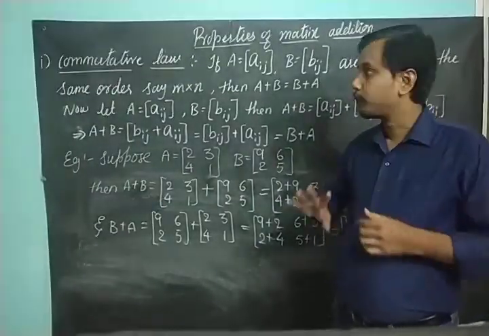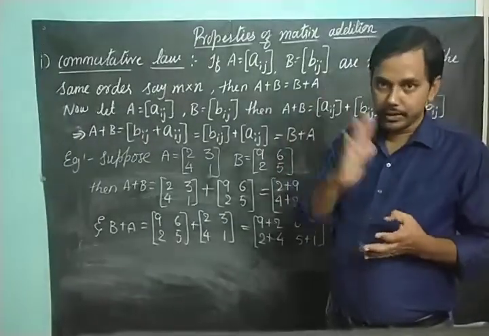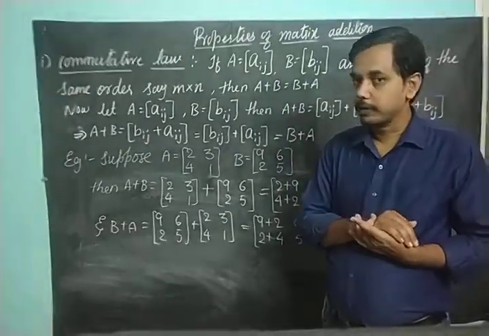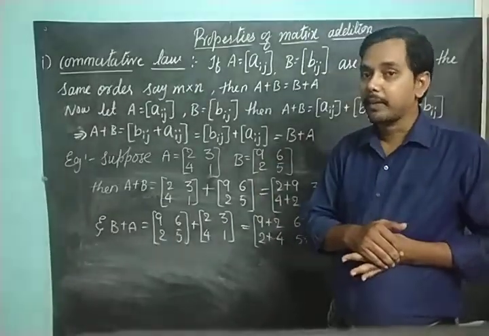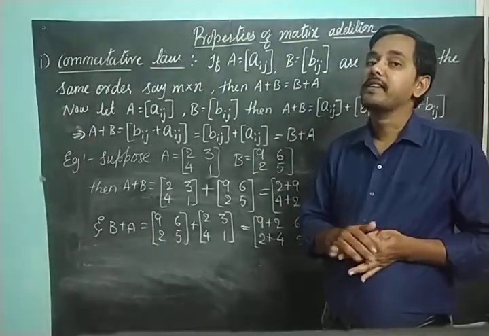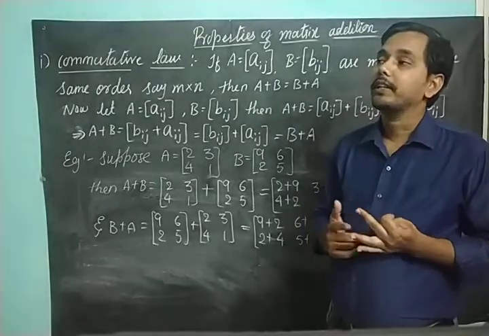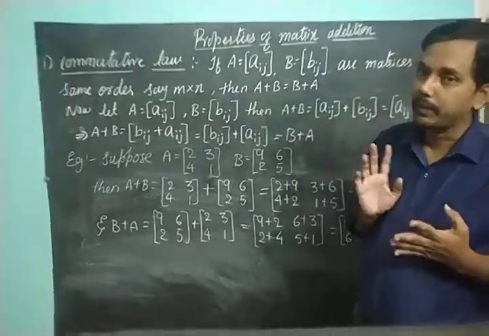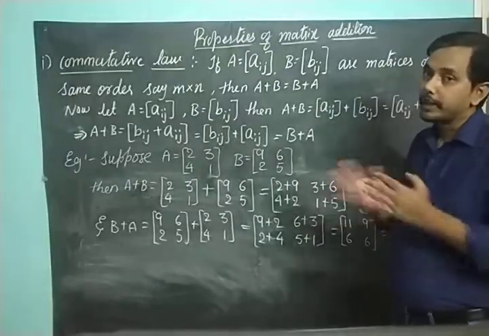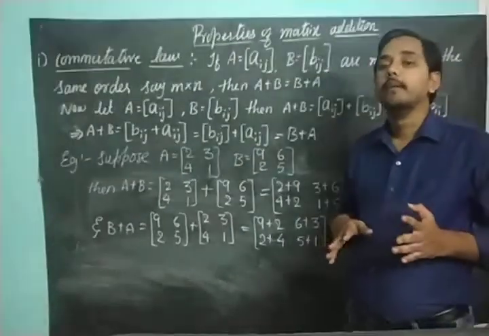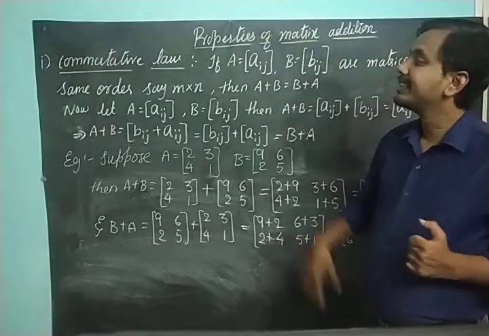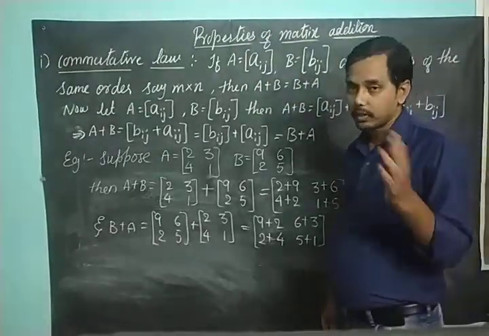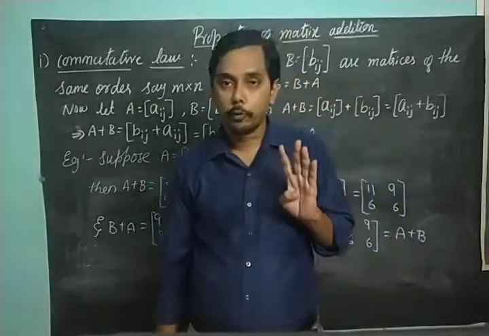So how many types of properties we need to study here? We need to study for addition, which holds good for difference also. We need to study for multiplying a matrix with a scalar, and then we also need to study the property for matrix multiplication. These are the three groups for which we need to study the properties, right? So coming to the first one, that is properties of matrix addition. For matrix addition or subtraction, we have four properties.